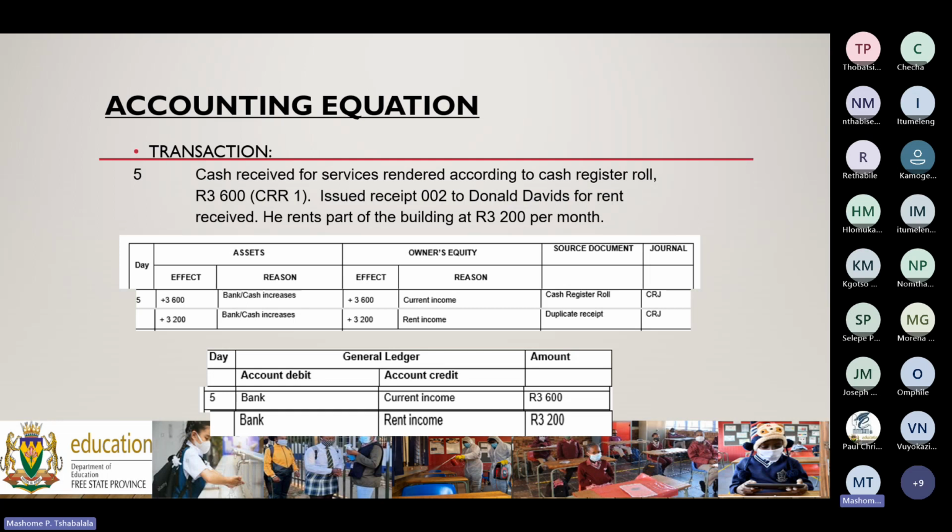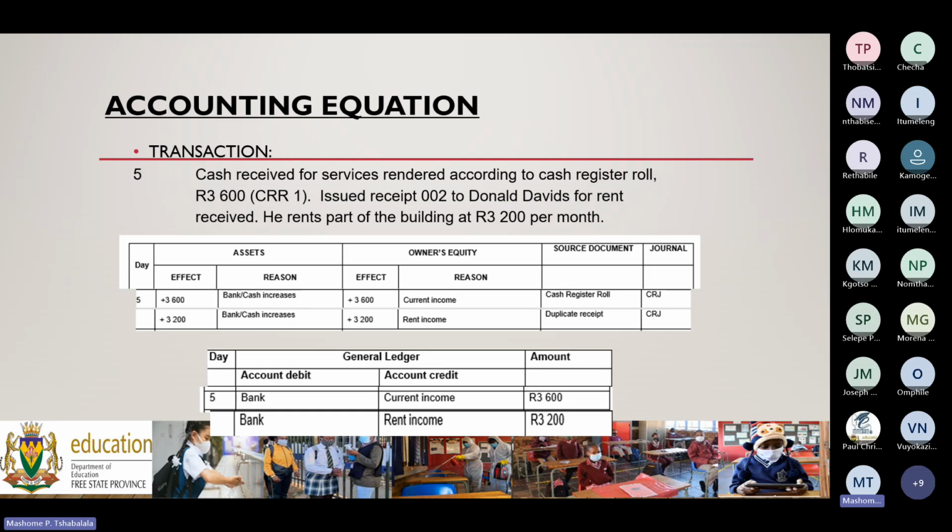Then the second transaction: issue receipt number 002 to Donald Davids for rent received. Now we are not saying we have paid the rent. Now as the business, we are receiving the money. We have received the money for the rent from our tenant. Then he rents part of the building at 3,200 per month. It means we have received 3,200. It will increase our assets. Then the reason will be bank or cash increases. Then also owner's equity will increase.